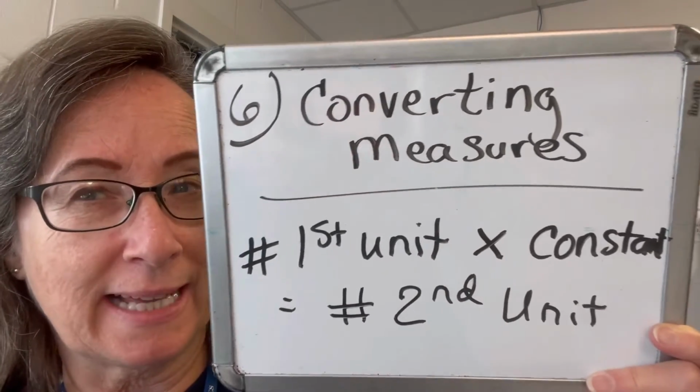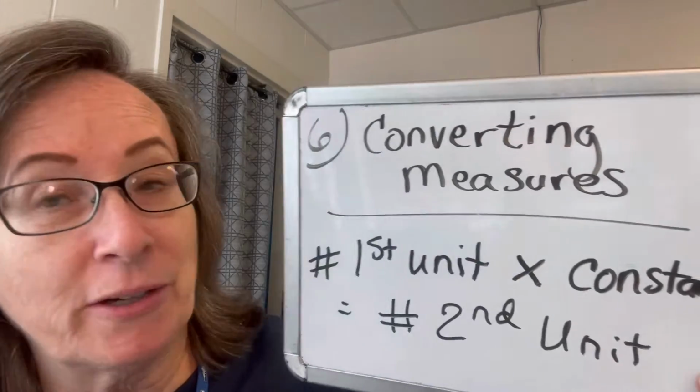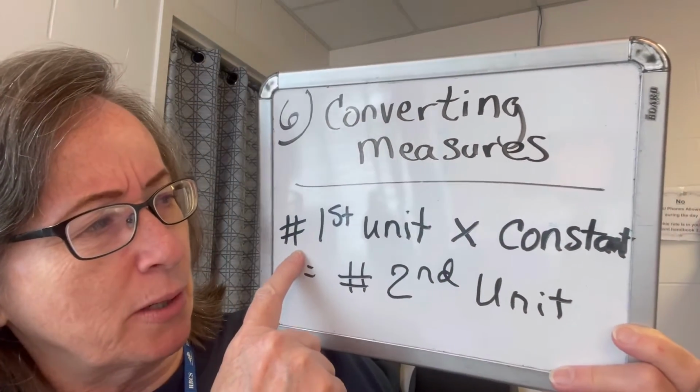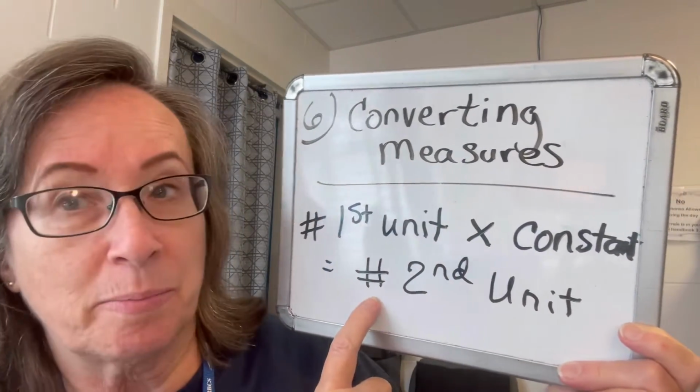Today we're here with lesson 6 in your Saxon Course 3 book, and we're talking about converting measures. We're going to use this equation: the number of the first unit times some constant is going to give me the number in the second unit. So we're talking about changing units, and it's always going to involve multiplication and division. Now let me show you two screens that have lots of conversion units on them, and then we're going to talk about how to go about doing this.